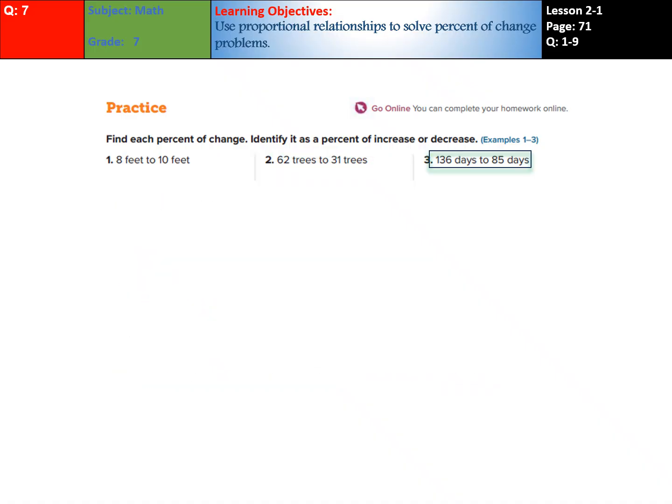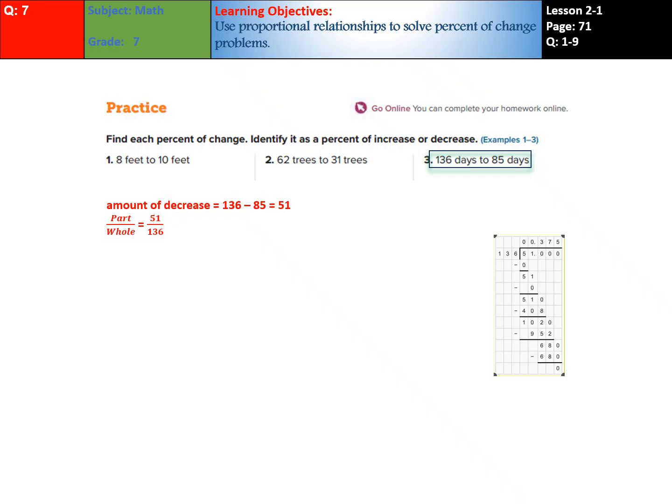In question number 3, 136 to 85. Again, the first number is greater than the second number, which means it is a percent of decrease. First step, find the amount of decrease. 136 minus 85, that is 51. Now part over whole, part is 51 divided by 136. Now simplify. In the simplest form, there is no common factor in the numerator and denominator. So what will you do? You will use long division.